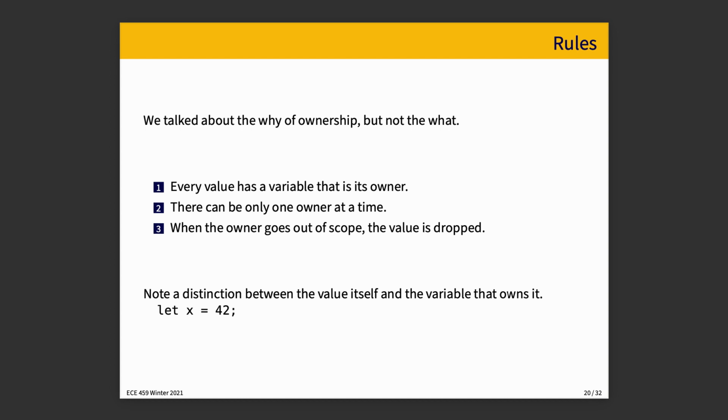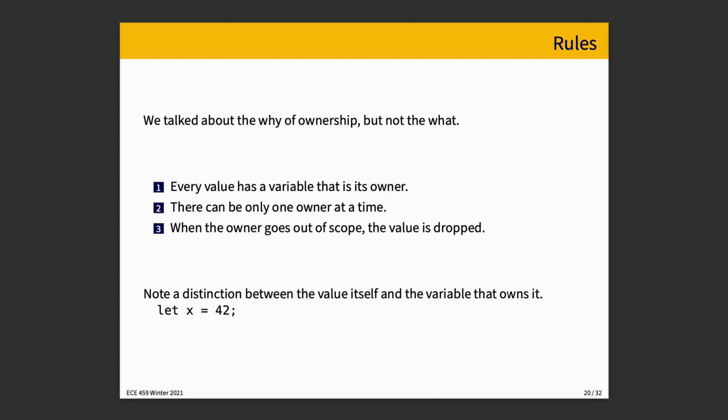like the high-level overview. Number 1, every value has a variable that is its owner. Number 2, there can be only one owner at a time, and number 3, when the owner goes out of scope, the value is dropped.